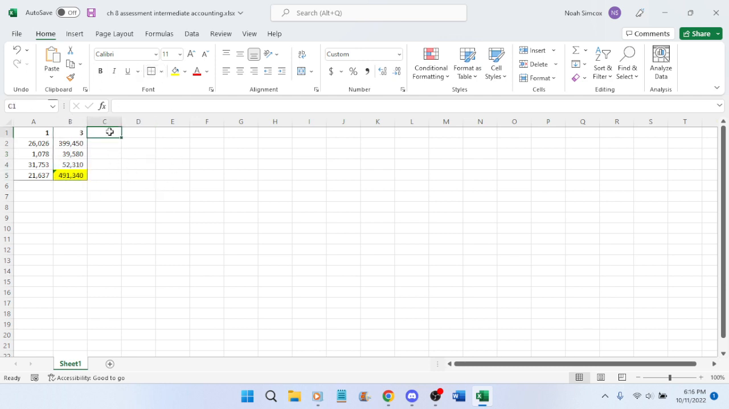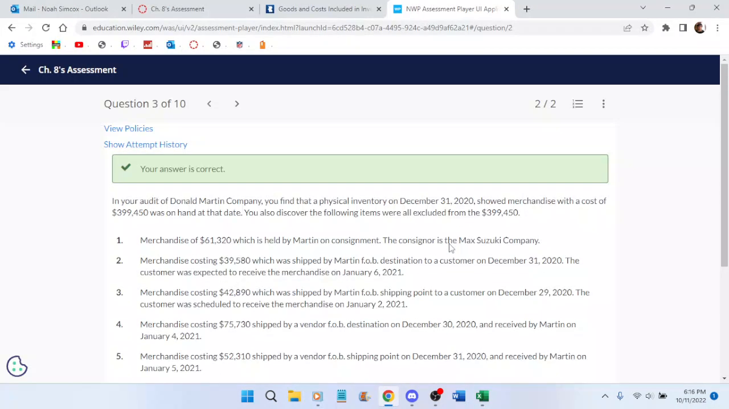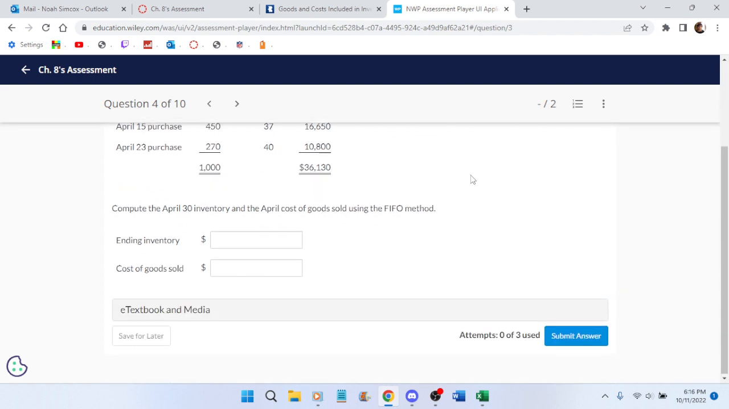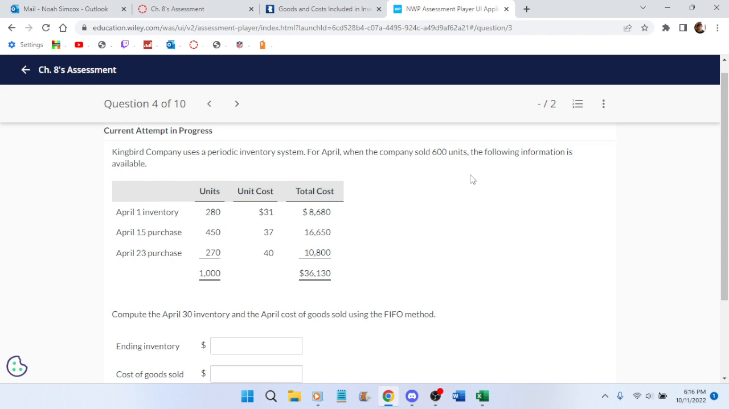Oh, jeez. We're only done with 3 questions. There's still 7 more questions left. Periodic. Oh my goodness. Periodic inventory. FIFO. It's not that bad because basically you just combine all of those together to make your calculations. That's what it means for periodic. Just only use the ending as the final or something.